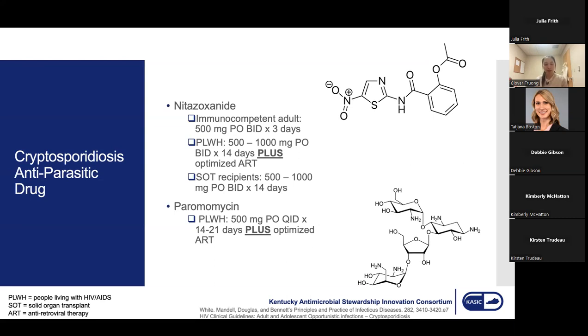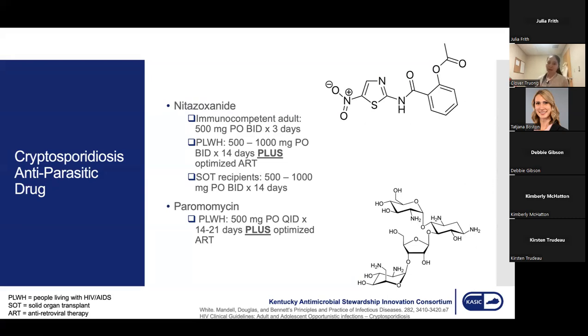However, there are some studies that support the use of nitazoxanide in patients living with HIV. In fact, the HIV clinical guideline for opportunistic infections recommends that in patients living with HIV, we can consider giving nitazoxanide 500 milligrams to 1,000 milligrams by mouth BID for 14 days, in addition to optimizing antiretroviral therapy. So it's not instead of antiretroviral therapy, it's in addition.